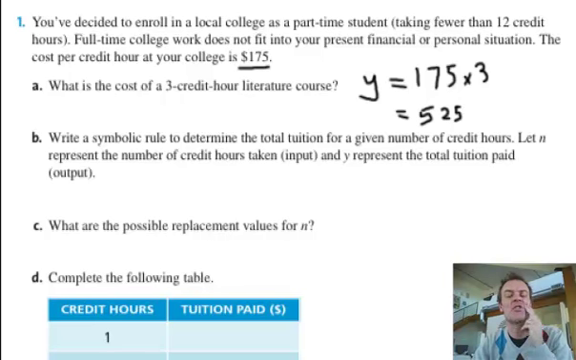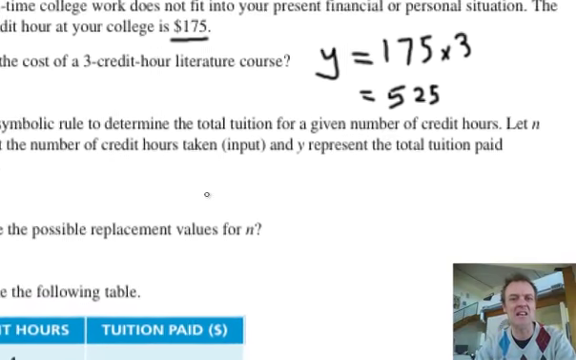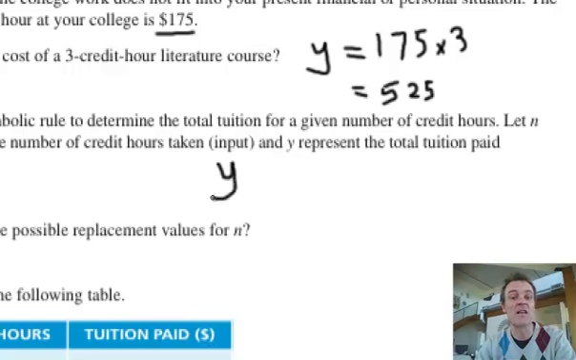Now think about it. 175 is just the price of a credit hour. The important input is the number of credit hours. If I do 1 credit hour, it's 175. If I do 2 credit hours, it's 350. What I'm trying to get out of this is a symbolic rule: y, the answer, what you're going to pay, is 175 times x. I'm just going to put x there.